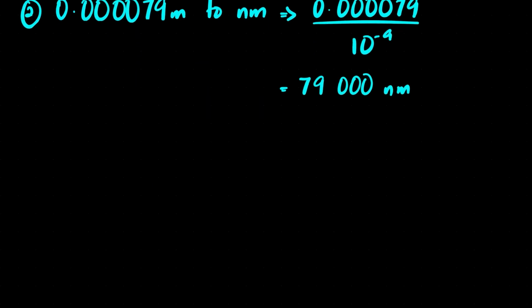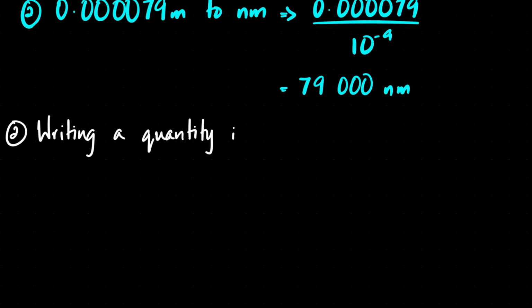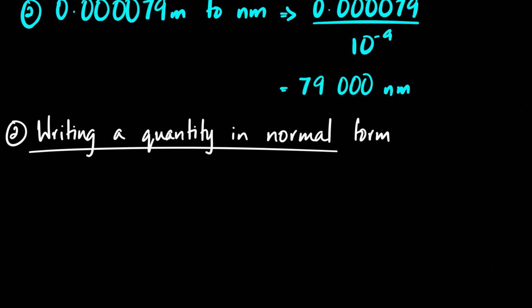What if you have a number, or basically a quantity, which is already in prefix form? So writing it in normal form. So something which is in prefix form, and you're going to write this in a normal form. For this, it's very easy. You basically just replace the prefix that you see in the quantity with the power of 10. So multiply by the value of the prefix.